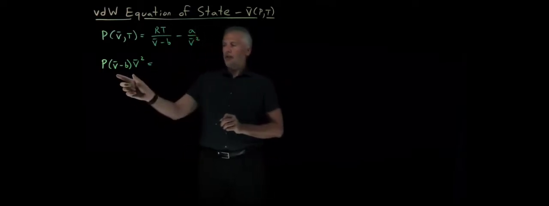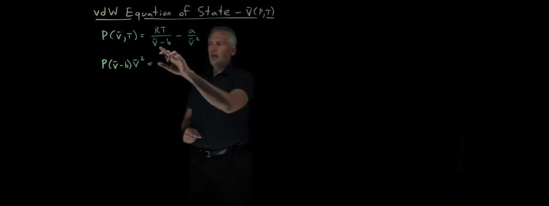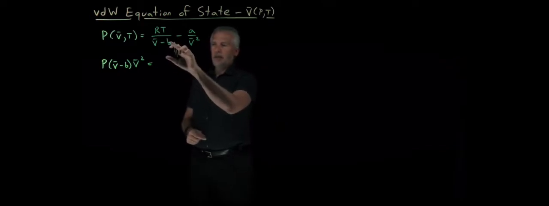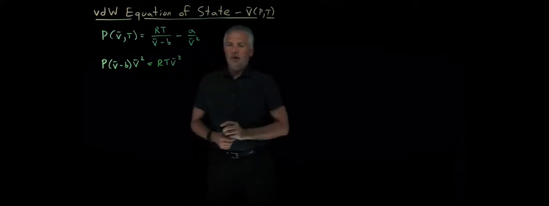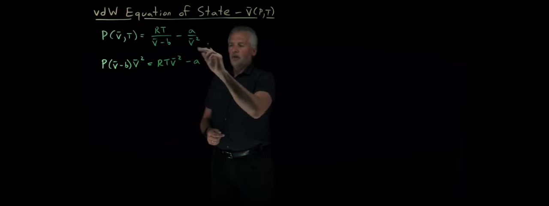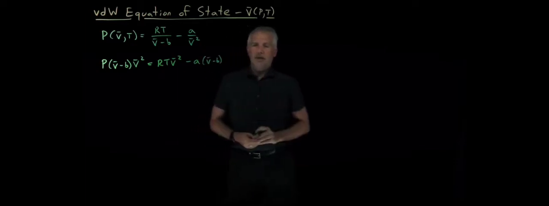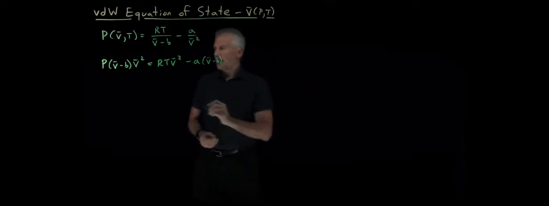On the left, I've already multiplied by V bar minus B and by V bar squared. On the right, when I multiply by V bar minus B, that gets rid of the denominator, and I have to additionally multiply by V bar squared. In the second term, the V bar squared kills the denominator, and I've got a V bar minus B that is introduced.